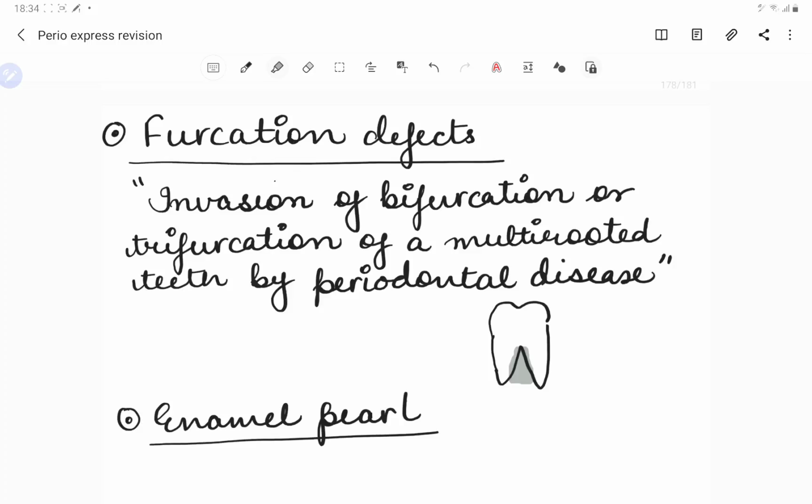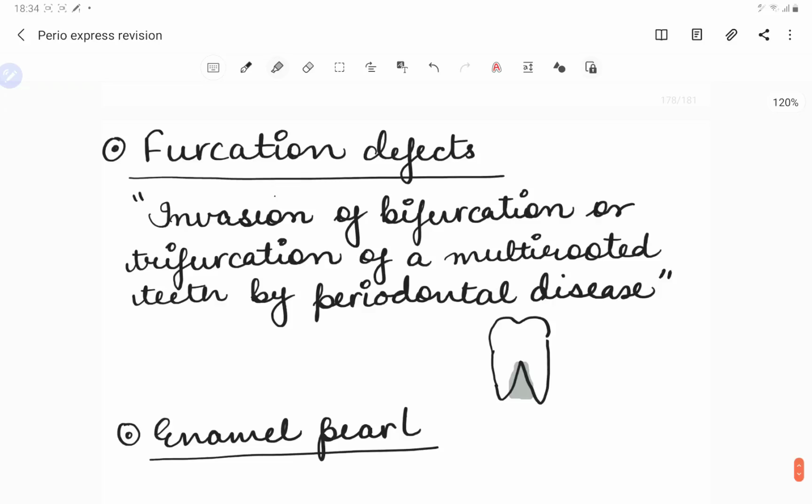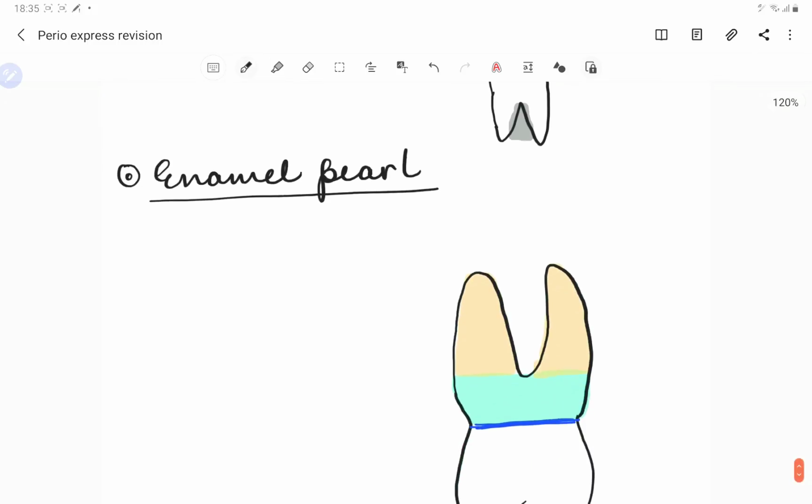So the local factors, the involvement of certain anatomical morphology of the root, and also there are local developmental anomalies, like if there is a cervical enamel projection, or if there is an enamel pearl. We'll be talking about enamel pearl in a while. If all these factors are present, that makes for furcation involvement. And also there are many other factors like age or trauma from occlusion, which cause the furcation involvement or the furcation defect. So the first one we have is the enamel pearl.